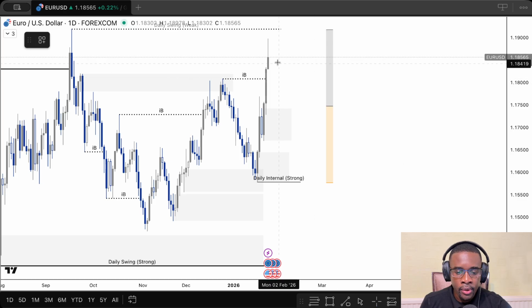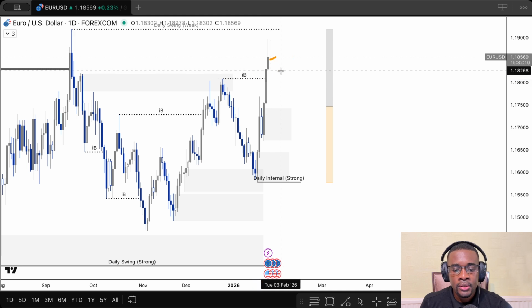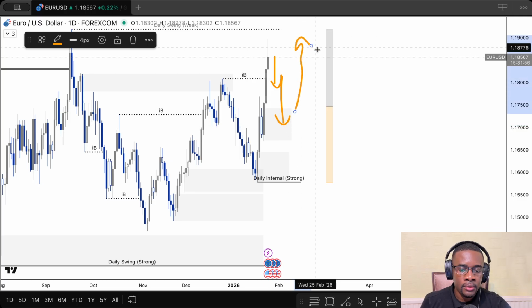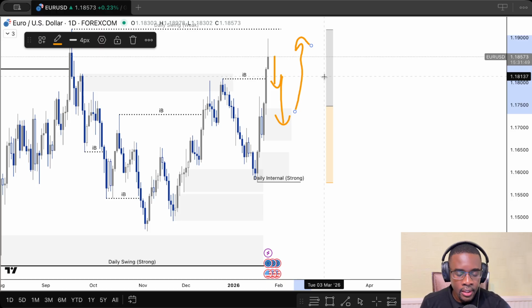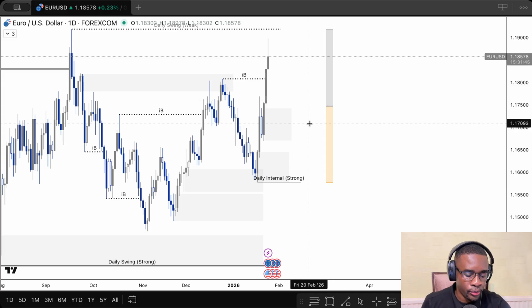So does it mean we buy from here? Not necessarily, because structure has been broken, so a retracement is likely going to happen. The expectation would be price will come in to mitigate this new daily demand, which is the decisional, and then target the swing high right after that. So this is the expectation for the euro dollar.